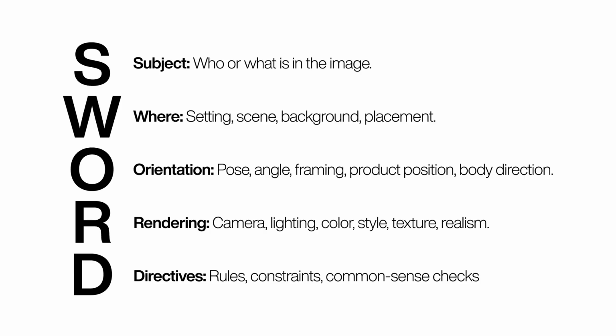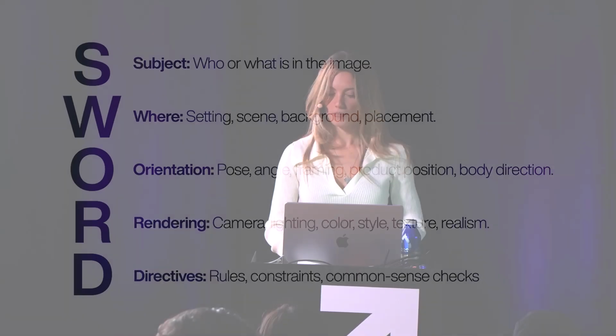R is for rendering, so that has anything to do with the camera, lighting, texture, whether it's going to be realistic versus illustrative, things like that. And then D is for directives. That's the stuff you're telling the model to do, like the common sense checks, any rules, constraints, instructions, if you will.